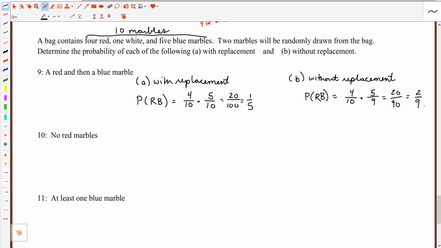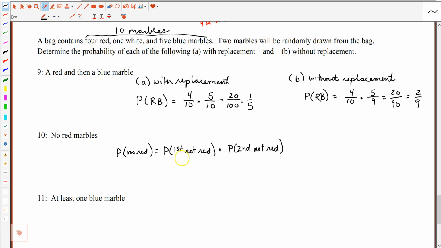So you get no red marbles. So this will then be the probability that you get no red, which means that you want the first one to not be red, and then you want the second one to not be red. So let's initially do this with replacement.